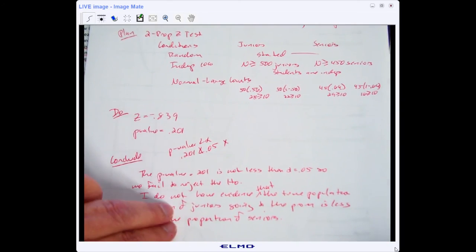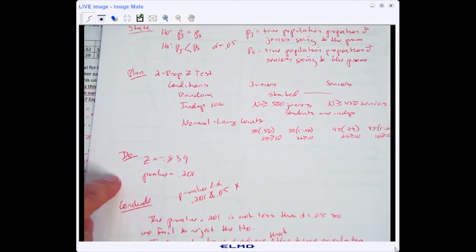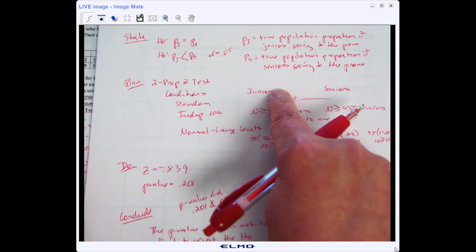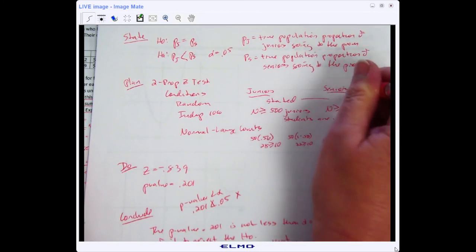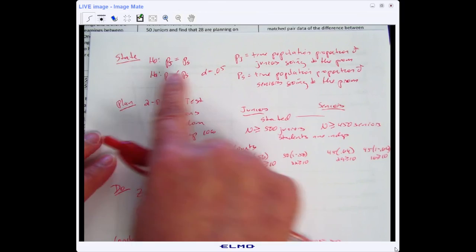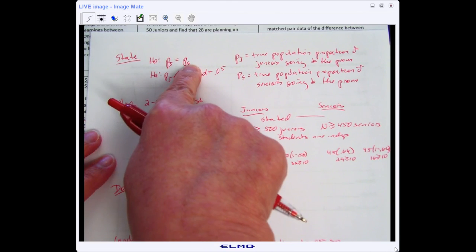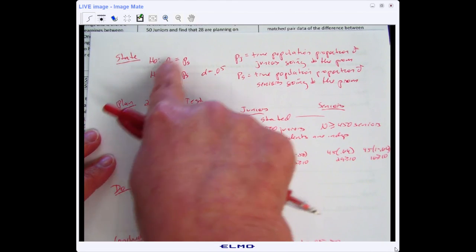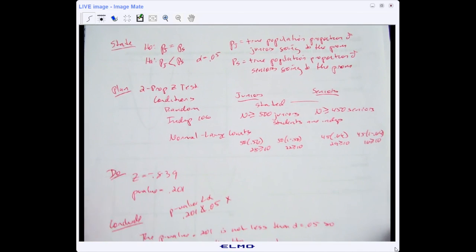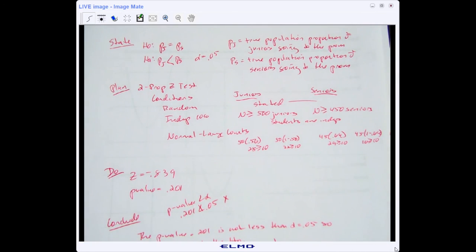So again, conclusion's the same. I'm going to cheat a little bit on my "do it" in the calculator. Conditions are the same. I just have to do them for both juniors and seniors. The H0 and the Ha is where it's different. And again, I'm going to compare each proportion to each other, as opposed to the proportion of juniors to some number and the proportion of seniors to some number. All right, so I hope this was helpful. There's one more coming.